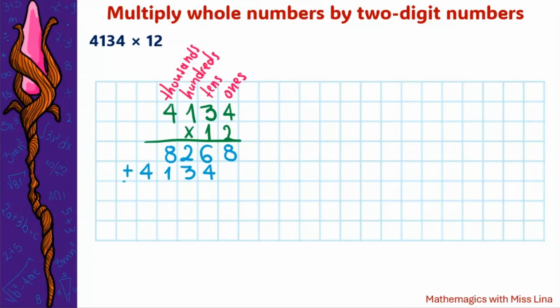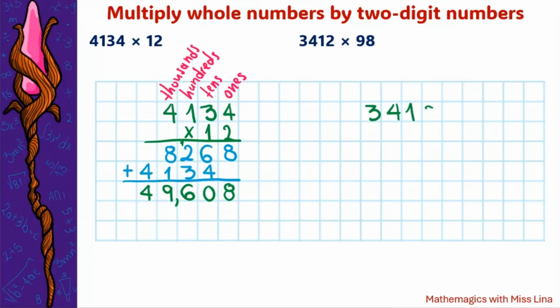And then finally, we need to do the addition between these two values. Let's do it. 8 plus nothing is 8. 6 plus 4 is 10, 0, and we carry the 1. 1 plus 2 plus 3 is 6. 8 plus 1 is 9, and 4 we bring it down. The result is 49,608. Let's see what happens when we have a little bigger numbers. So again, the one with more digits is going to go at the top times 98.